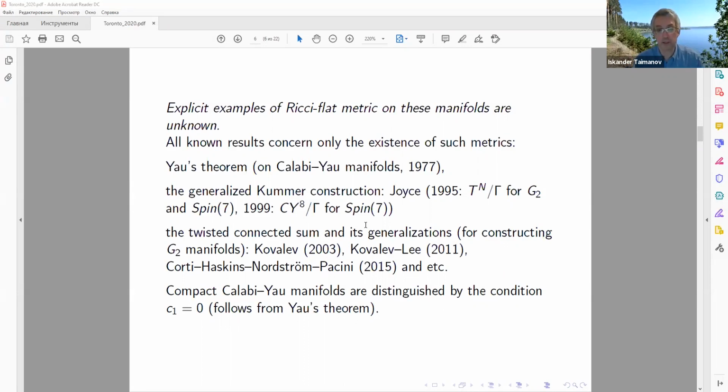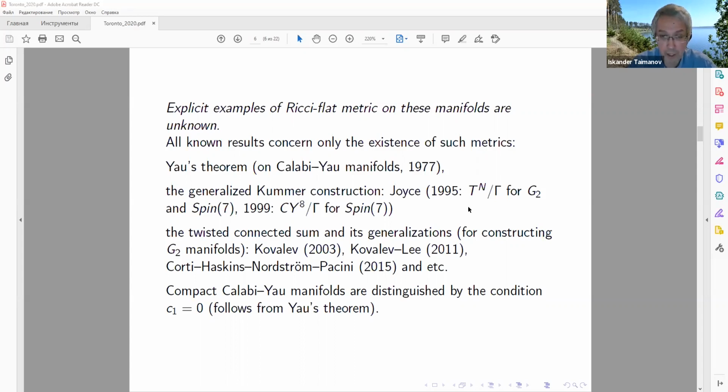Then the generalized Kummer constructions by Joyce gave the first examples of metrics on compact manifolds with G2 and Spin(7) holonomy. It was in '95 that the first articles appeared. And later another construction, and then its many ramifications, were introduced. The original one was the construction by Kovalev in 2003 of G2 manifolds. It's called the twisted connected sum. From the point of view of algebraic geometry, it's very involved, and it needs a lot of information about the algebraic geometric data coming into this construction. But the generalized Kummer construction we can explain only in the language of topology of manifolds.